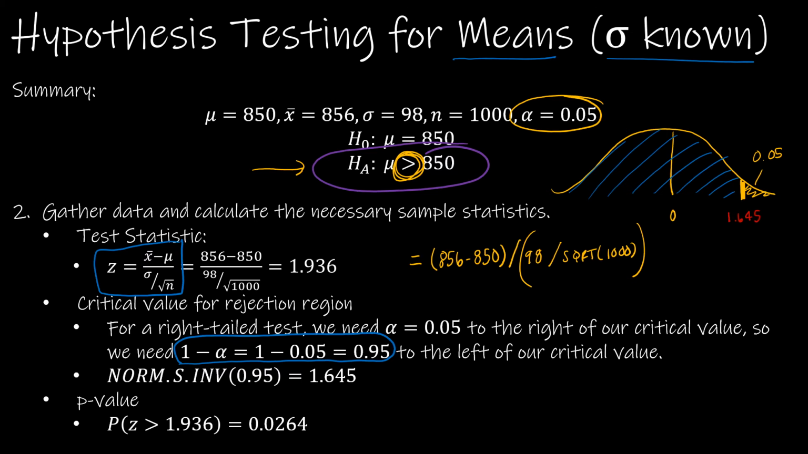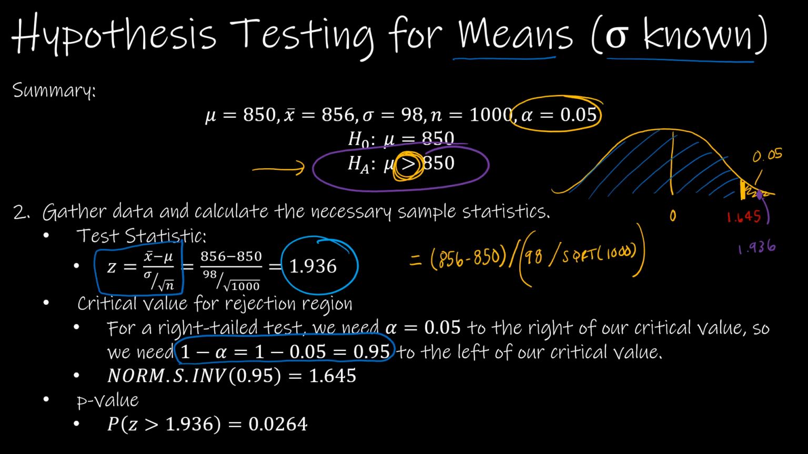And just a preview, obviously we'll talk about this on the next page, but if our z-score is in the rejection region, so think about 1.645 and then 1.936 is to the right of that, obviously this should be a conclusion to reject the null because it's in the rejection region. But again, we'll talk about that on step 3.